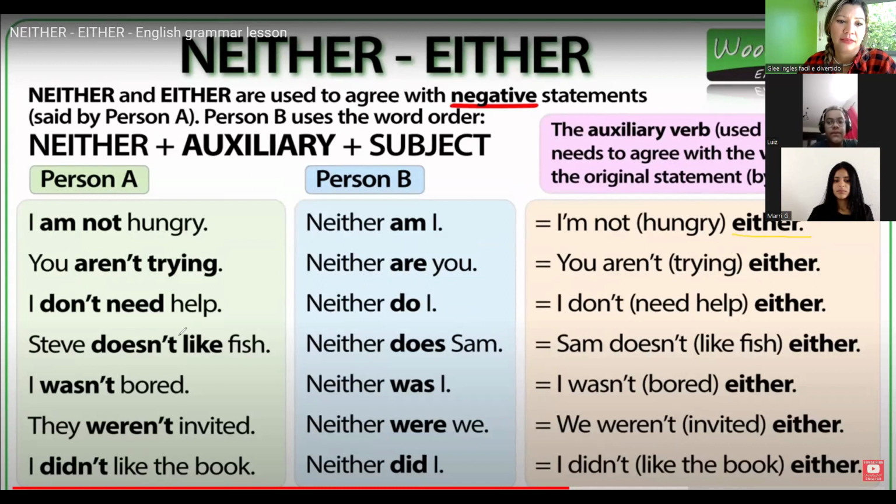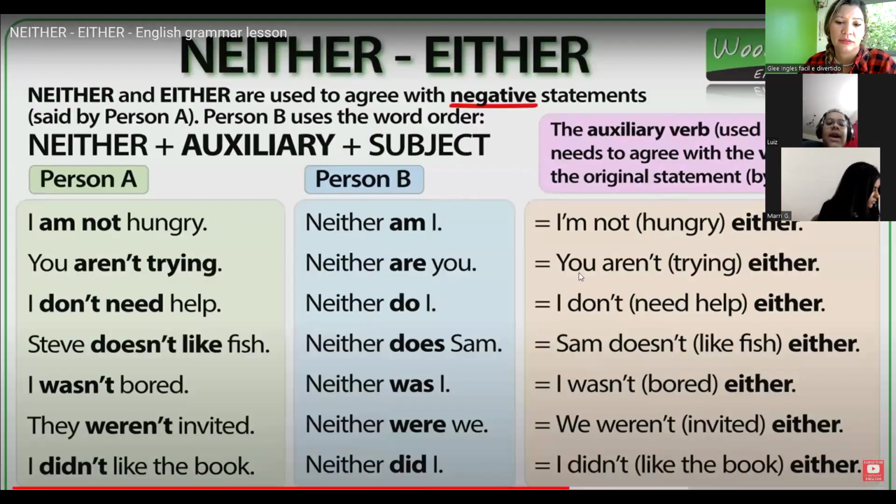Okay. I didn't like the book. Neither did I. I didn't like the book either. Eu não gostei do livro. Nem eu. Eu não gostei do livro também.